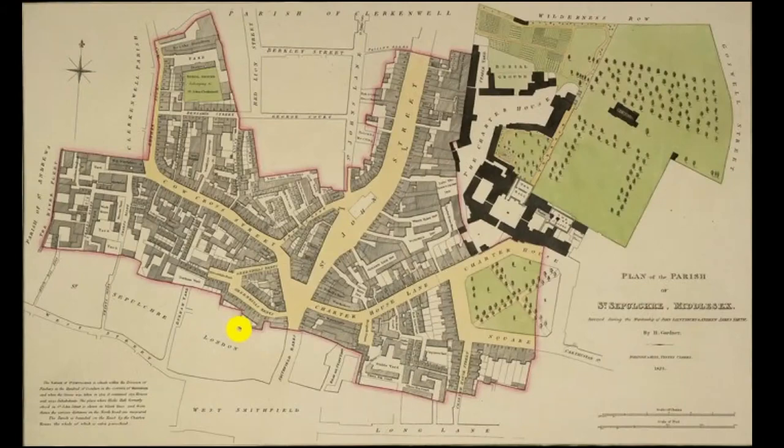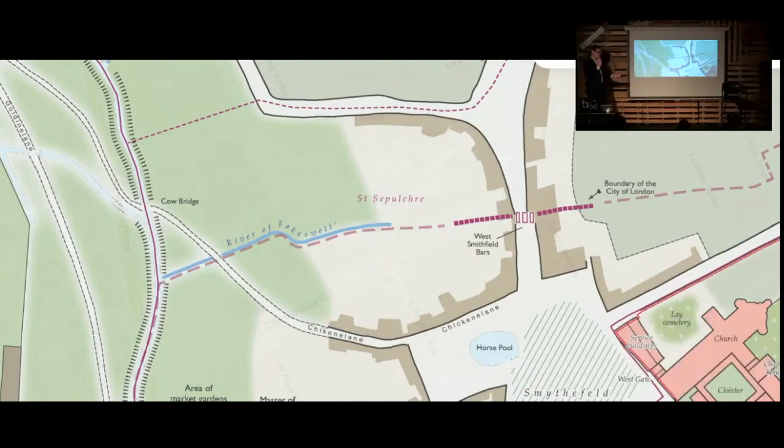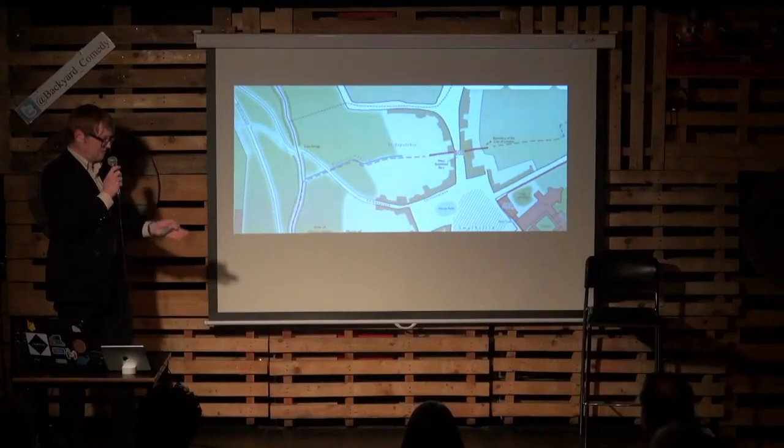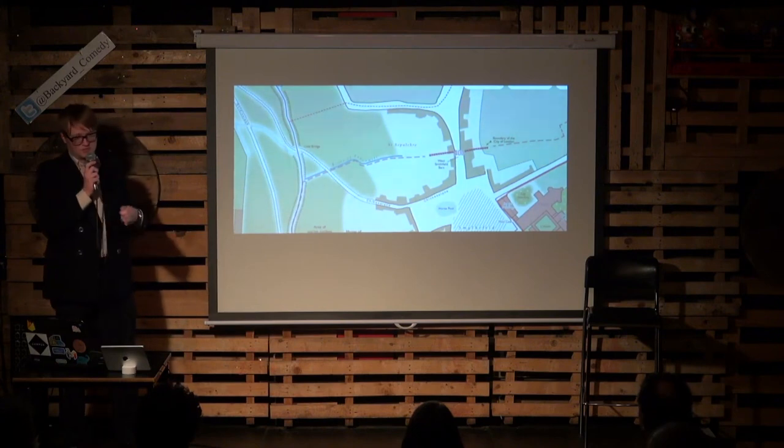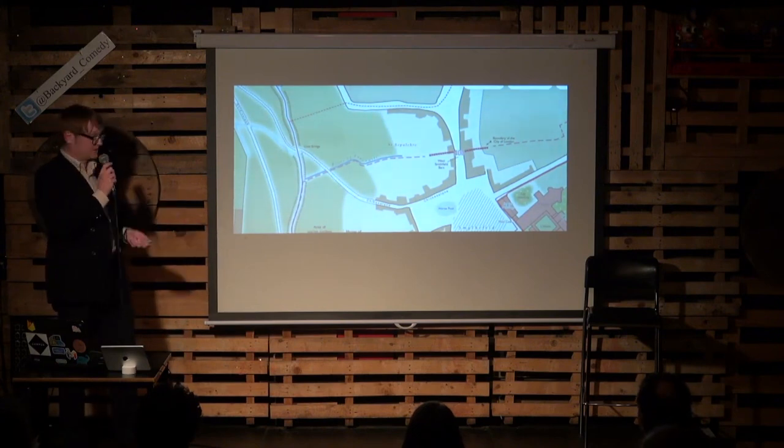So that's the map of the north. Just going back 1,000 years, the boundary was defined by the River Fakeswell here. So you can still trace where the river was just by that little marking on Smithfield Market, because the boundary was originally defined as a river.